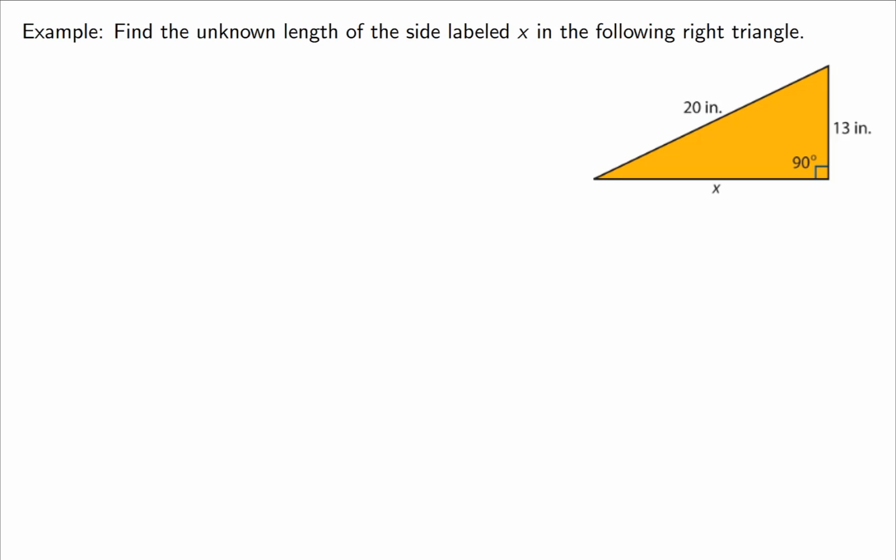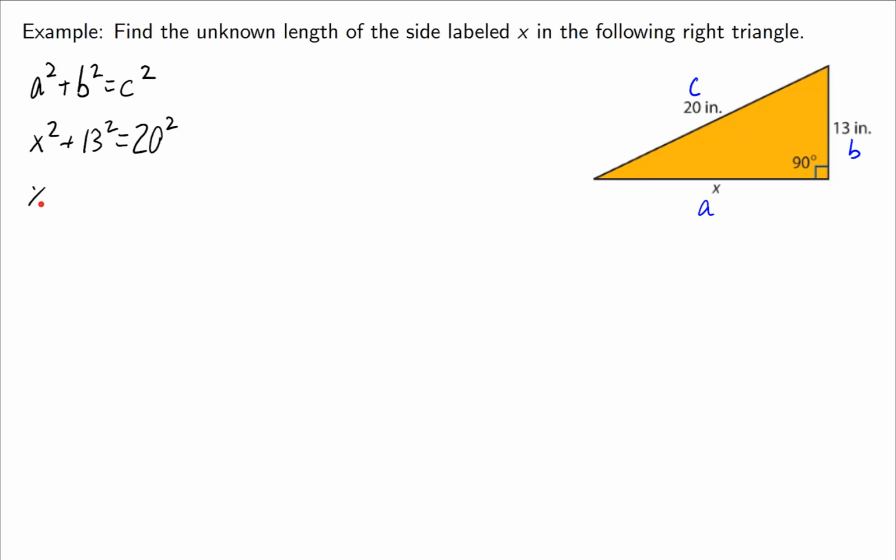Let's do another example. We've got an unknown length labeled x. Now x is not the hypotenuse this time. The hypotenuse is the 20, so let's label that C. X, I'm just going to call that my A, and 13 I'll call my B, and then I can use the Pythagorean theorem as normal. Plugging in my values, A is x, B is 13, and C is 20.